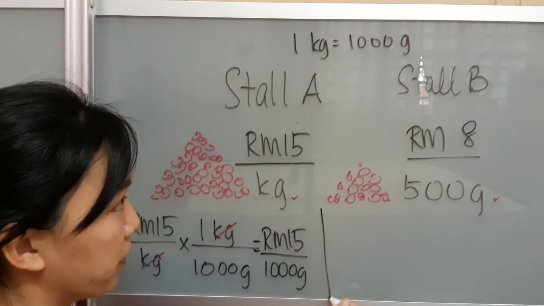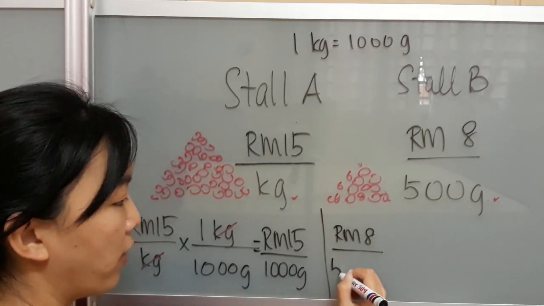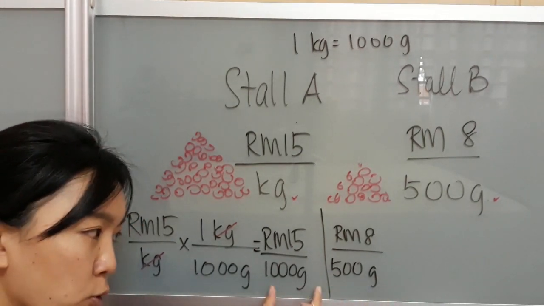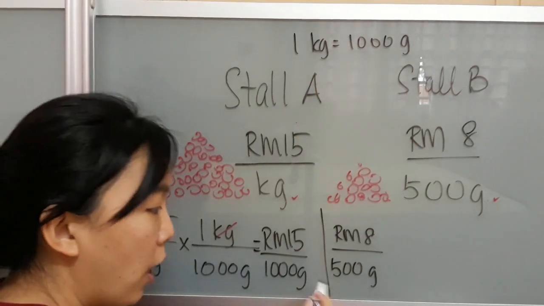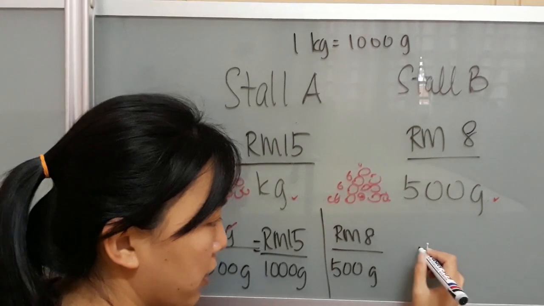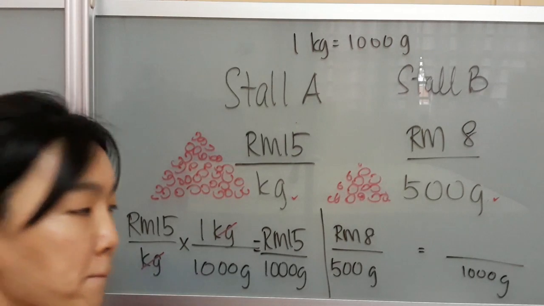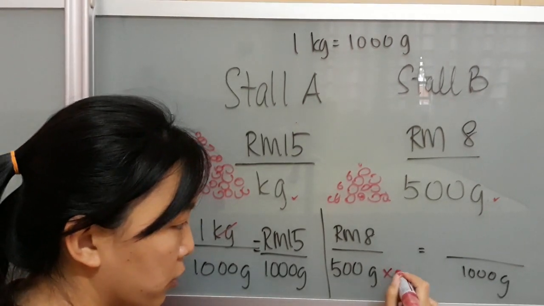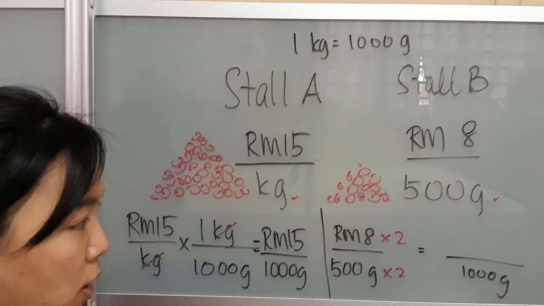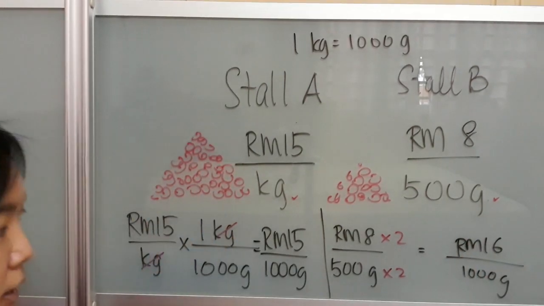On the other hand, stall B, I have 8 ringgit for 500 gram. To compare these two, I have to make sure this is also 1000 gram so that I can compare. How can I make it 1000 gram? I have to make this 500 gram times 2. Bottom times 2, on top needs to times 2 as well. So this becomes 16. Now we can compare.